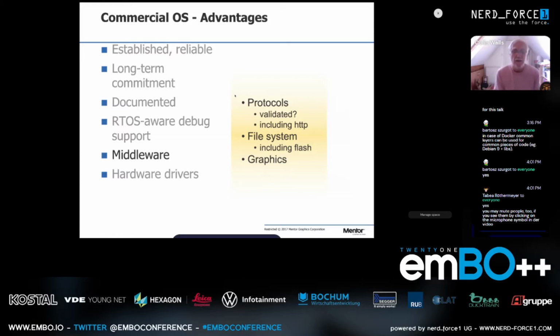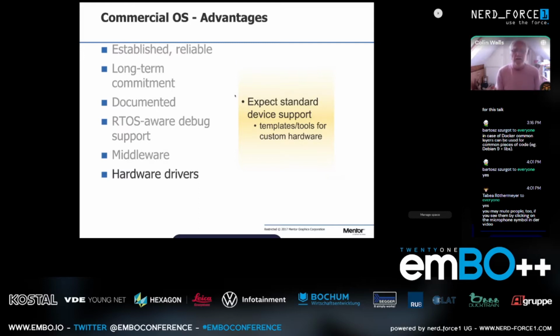You might want a file system, flash file system most likely. You might want graphics. All of these things, if you want them, are likely to be available in a commercial operating system context. And lastly, hardware drivers. One of the operating system's functions is to provide the layer between the application code and the underlying hardware. So you expect support for standard devices, and you expect the means of producing support for custom hardware you might have. So those are all the things you can realistically expect from a commercial OS vendor.